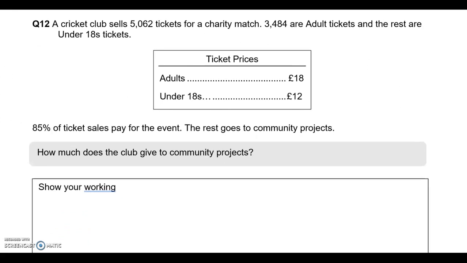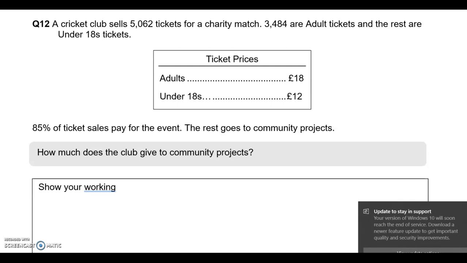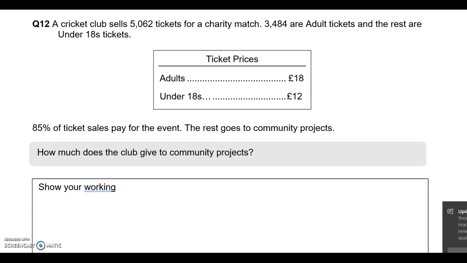A cricket club sells 5,062 tickets for a charity match. 3,484 are adult tickets and the rest are under 18s tickets. We've got different prices. Adults £18, under 18s £12. 85% of the ticket sales pay for the event, the rest goes to community projects. How much does the club give to community projects?